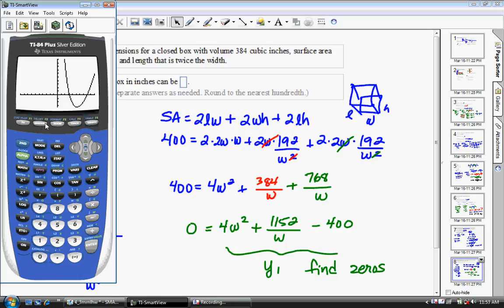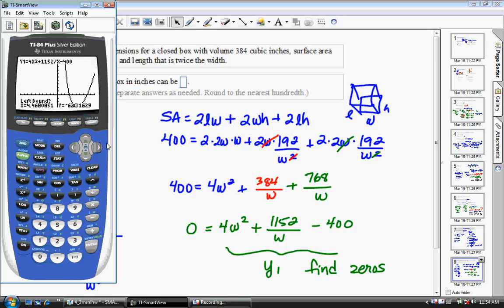So we have two solutions. The way we find those, remember, we can do second, trace, and 0. Our left bound, actually we don't have, it's undefined at 0, so we can't use that. But we have to come down. Here we go. A left bound, enter. A right bound. Remember, you want to be on the left and right side of that 0, and then our guess. So one solution is 3.21.